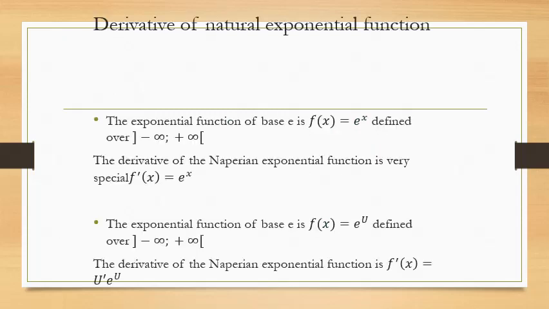Derivative of a natural exponential function. The exponential function of base e to the power x, defined over R, has a very special derivative, which is f prime is e power x itself. We can have an exponential function of base e where f of x is e power u, where u may be a polynomial or a rational or any function which is defined. This e power u is defined over R. The derivative of this function, f prime of x, is equal to u prime e power u.